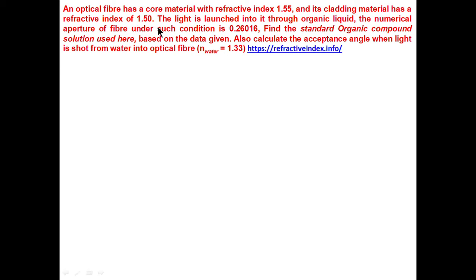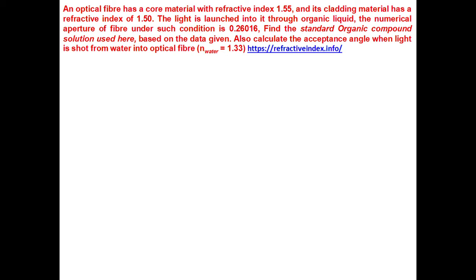So you have to find that liquid based on the condition of numerical aperture. Remember, the refractive indices of core and cladding won't change irrespective of the liquid or anything. Only the numerical aperture as well as the acceptance angle will change, which is dependent on the refractive index of the material that you are using, that is, the liquid or medium. So the problem is two-fold.